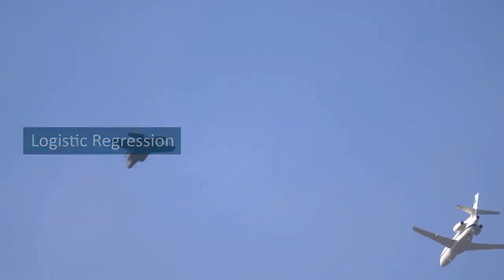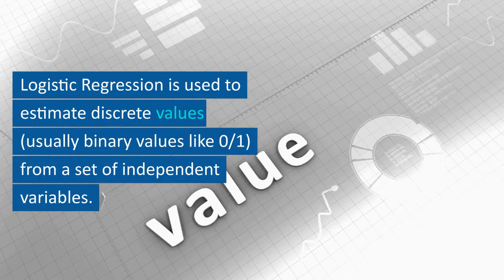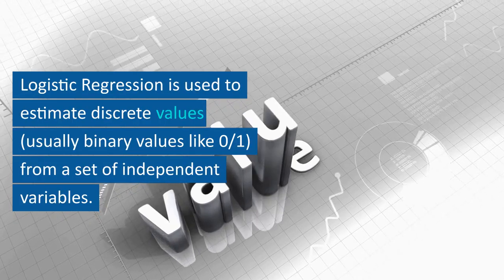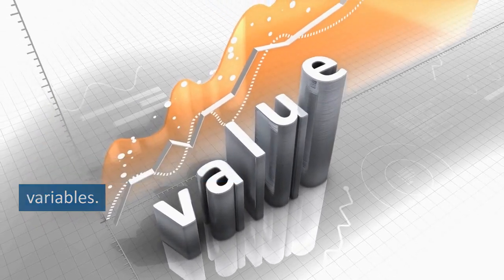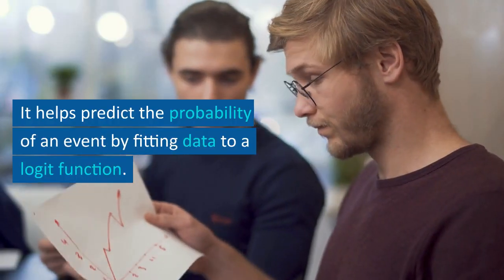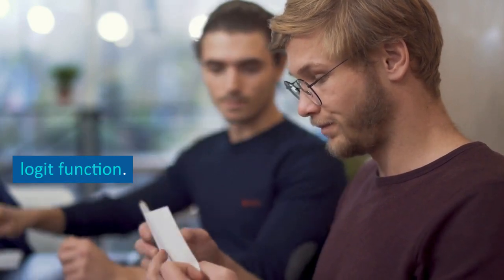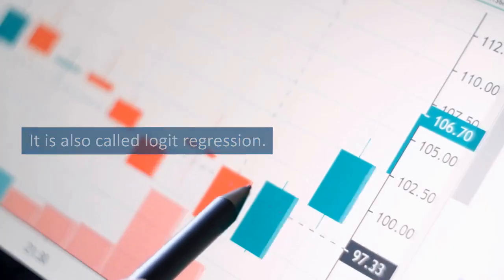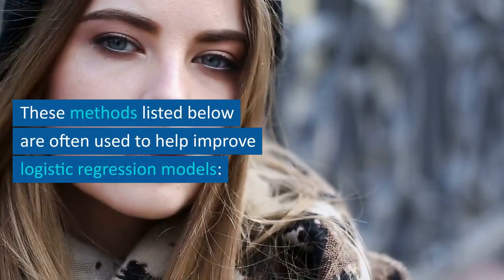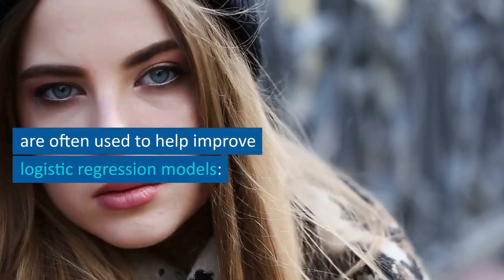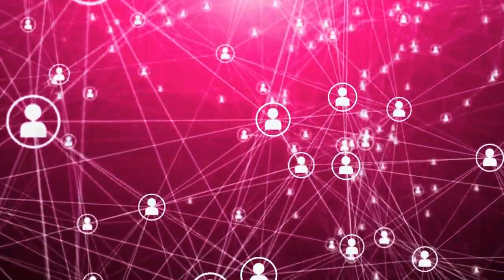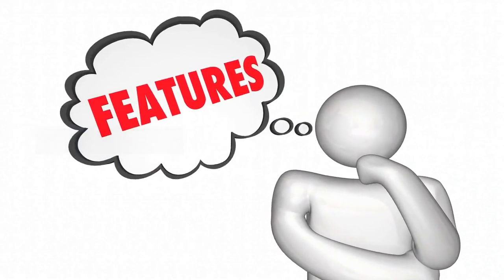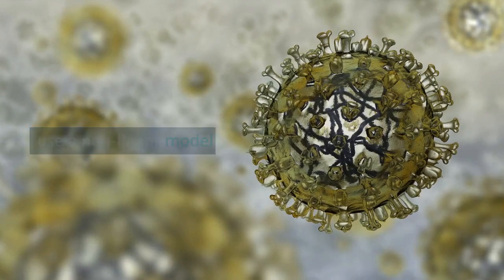2. Logistic regression. Logistic regression is used to estimate discrete values, usually binary values like 0/1, from a set of independent variables. It helps predict the probability of an event by fitting data to a logit function. It is also called logit regression. These methods listed below are often used to help improve logistic regression models. Include interaction terms. Eliminate features. Regularize techniques. Use a nonlinear model.